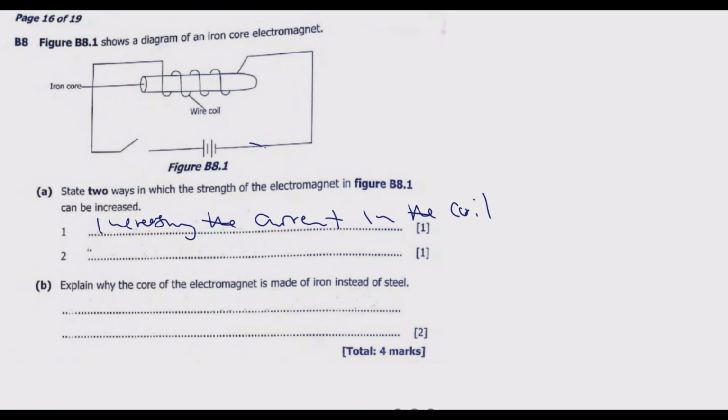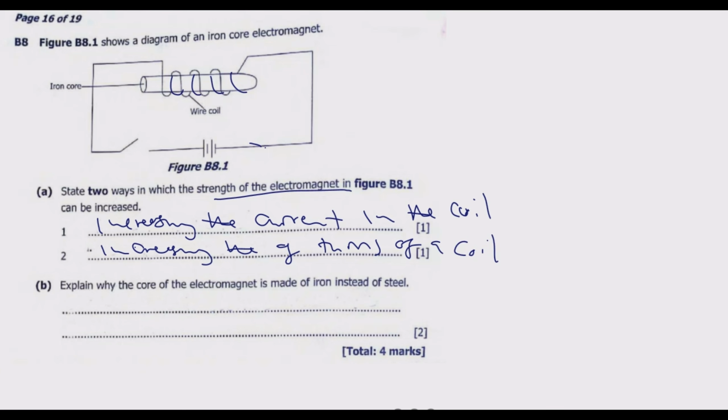Number 2 is basically we need to increase the strength by increasing the number of turns in the coil. So this number of turns, we make them a lot, then we can increase the strength of the electromagnet.